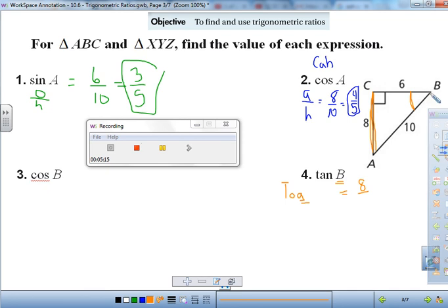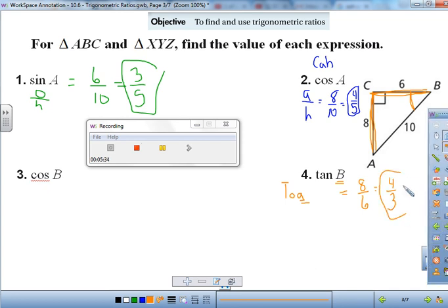What's adjacent? Well, it's touching the angle. There's two sides that touch the angle, these two. But it's not the hypotenuse, it's the other one. That's how I remember it. Not the hypotenuse, but the other one. So that's 8 over 6, which is, well, it's divisible by 2, so we have 4 thirds.